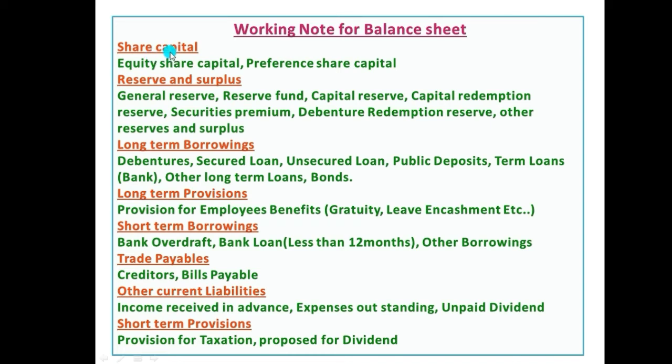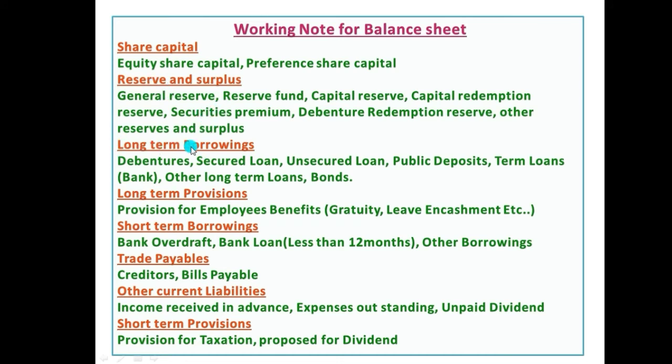Share capital. Under share capital, the possibilities are equity share capital as well as preference share capital. We should make a total. This total only we should record in the balance sheet. Next is reserve and surplus. Under reserve and surplus, we record general reserve, reserve fund, capital reserve, capital redemption reserve, securities premium, debentures redemption reserve, other reserves and surplus. And after totaling this, we need to record it under reserve and surplus.